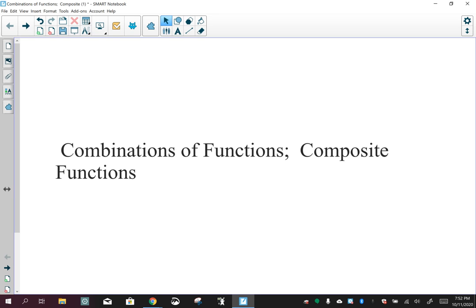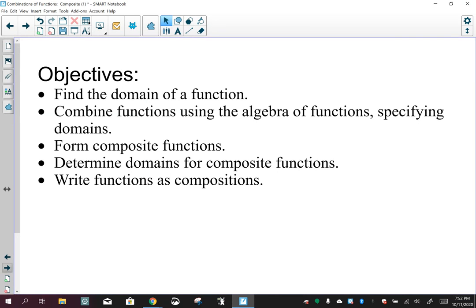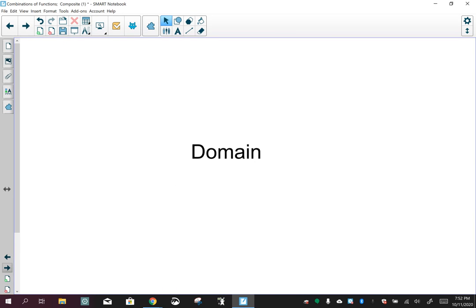Hello, everybody. All right, so what we're going to focus on today is combinations of functions and composite functions. So we are going to be taking a look at, again, domains of functions, and then we're going to combine functions using the algebraic operations like add, subtract, multiply, divide. And then we're going to form composite functions, and then we're going to determine their domains and then write functions as composites. Okay, so we are going to start with domain.